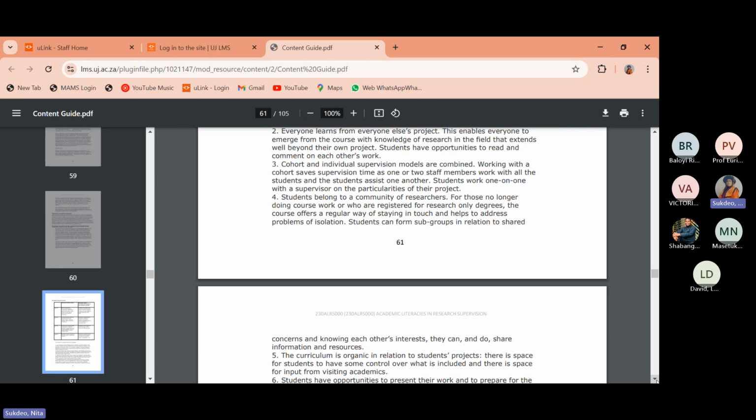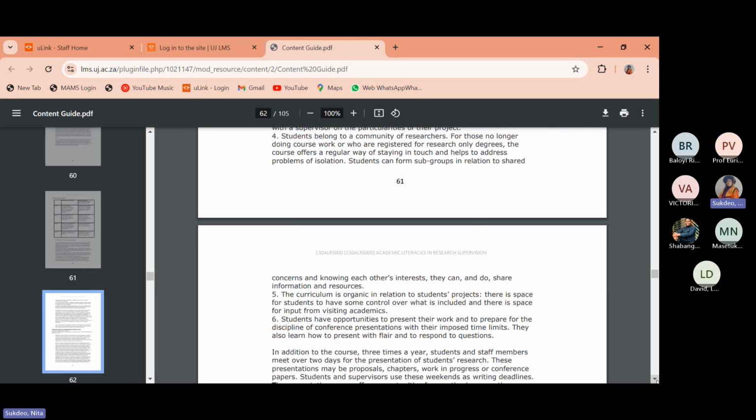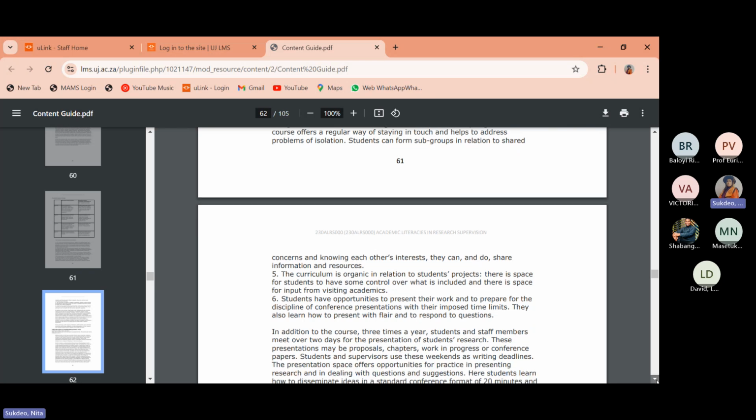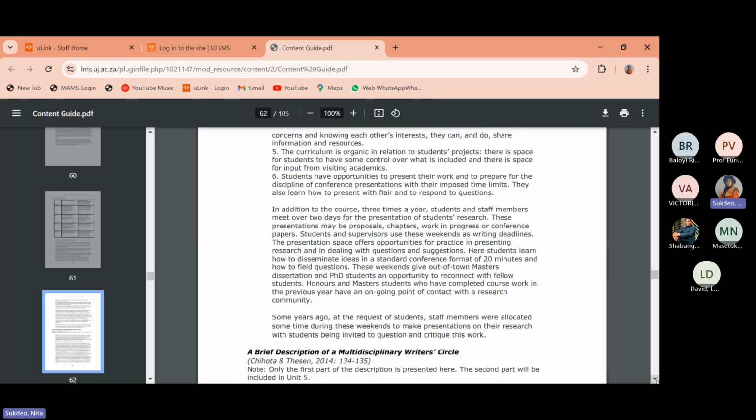Students belong to a community of researchers, yes, because you are now producing work which adds you to the body of knowledge that already exists. Curriculum is organic in relation to the student's project. There is space for students to have some control over their own work and what is included in their work.